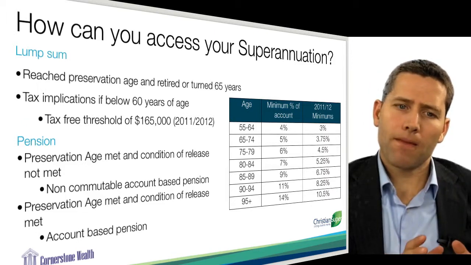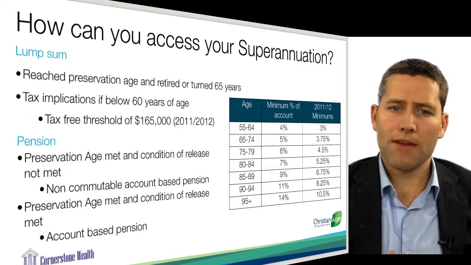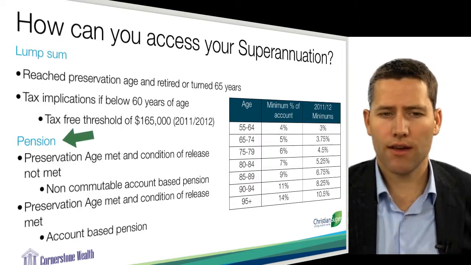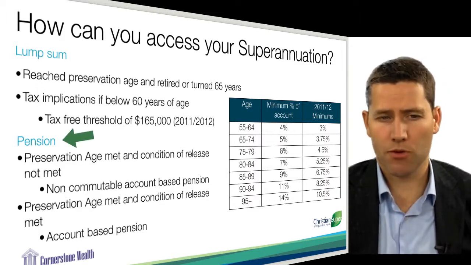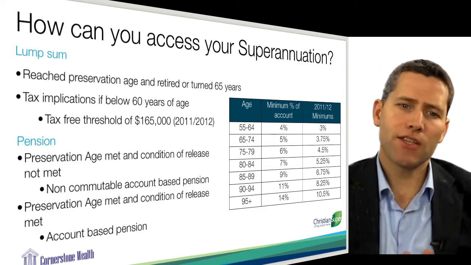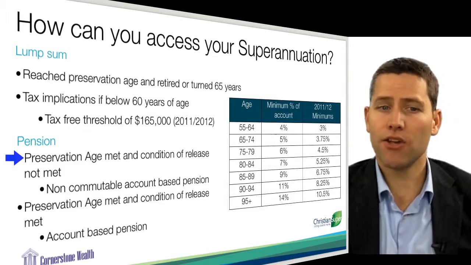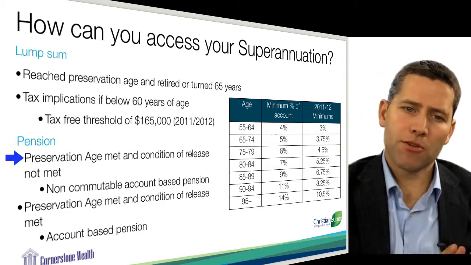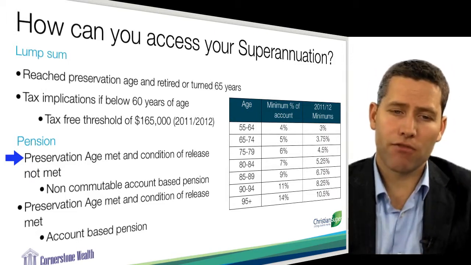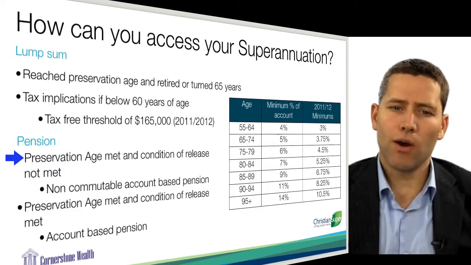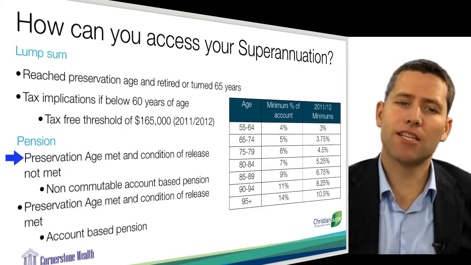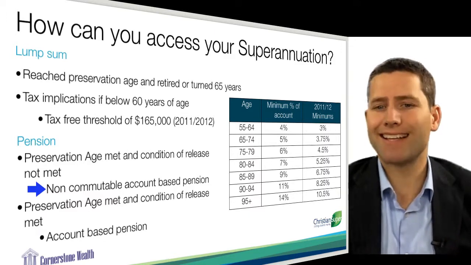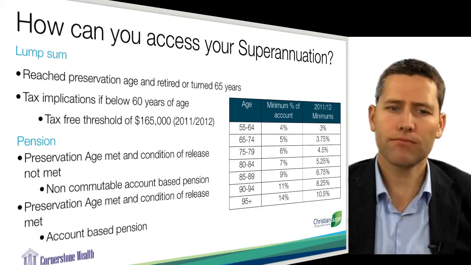Now, the other form or method of accessing your superannuation is via a pension. And so to access your superannuation via a pension, you just need to have met your preservation age. You don't have to have met a condition of release. Now, if you've reached your preservation age and you haven't met a condition of release, then the only way that you can access your superannuation money is via a non-commutable account-based pension. Now, non-commutable just means that you can't take lump sums out of it.